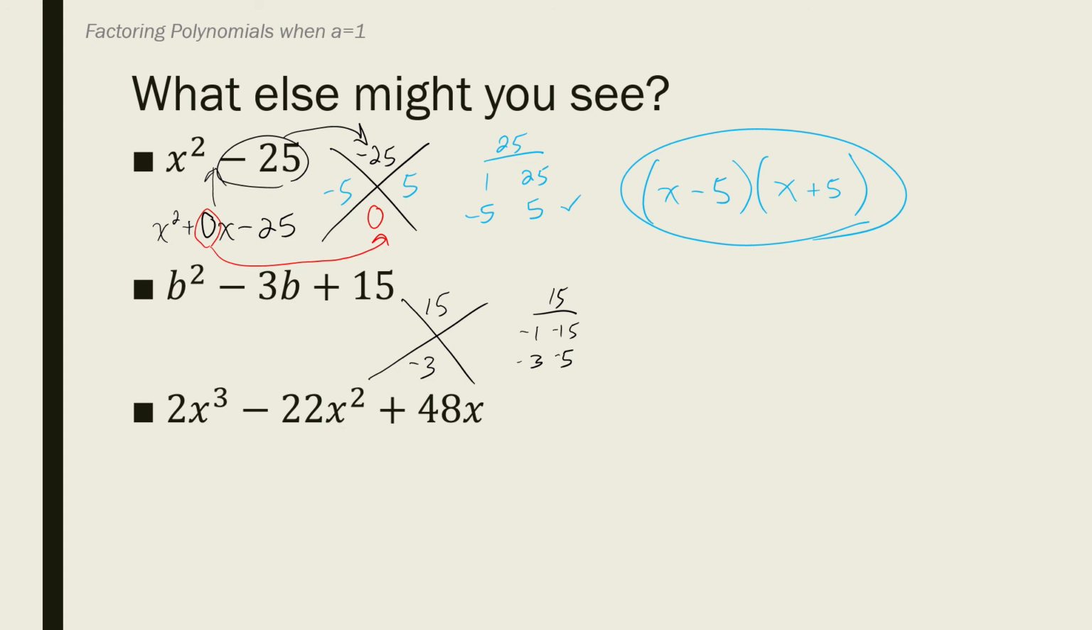So negative 1 plus negative 15 is negative 16. That's not what I'm looking for. I'm looking for negative 3. Negative 3 plus negative 5 is negative 8. That also didn't work. I listed all of my factors for the top number, and there was no combination that gave me the bottom number. So if there's nothing that works, that's where we come back to prime. It cannot be factored, right? So prime, or not factorable.